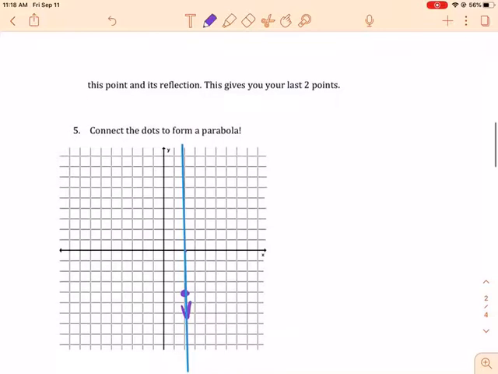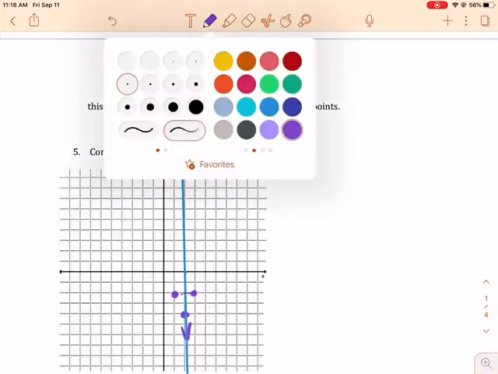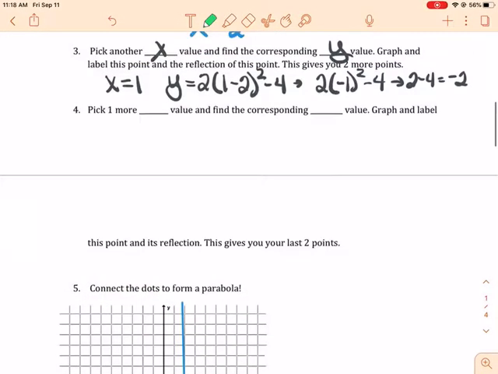So 1 is at -2. And I'm going to mirror across. There he is. There's my coordinating point. All right, so we're going to need another point, so I'm going to pick another x. I'm going to go with 0, because that's over here. So we're going to pick another x, and we're going to find another y.